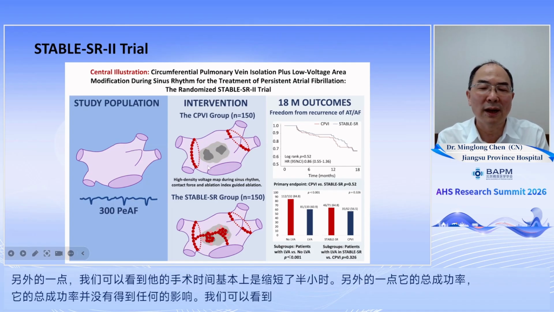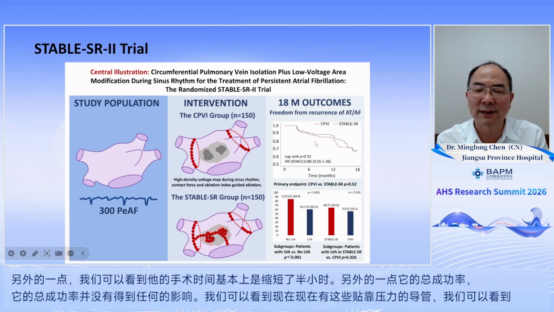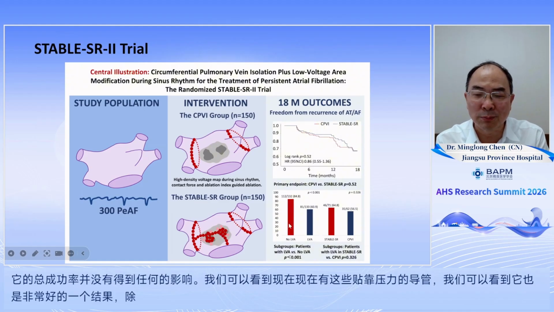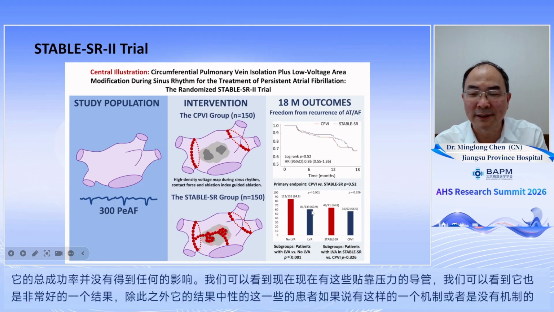And with the contact force catheter, we did the STABLE-SR 2 study. In this study, even though the final success rate is neutral, you can see that between those patients with substrate and those patients without substrate, the success rate has a 24% difference.